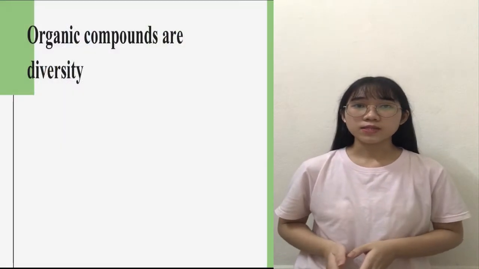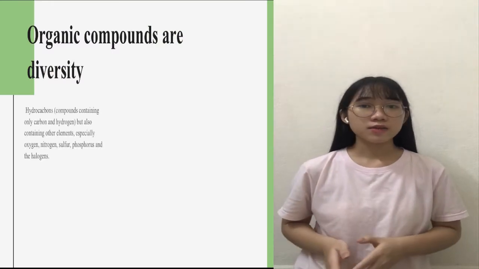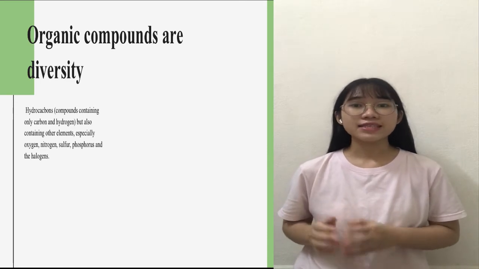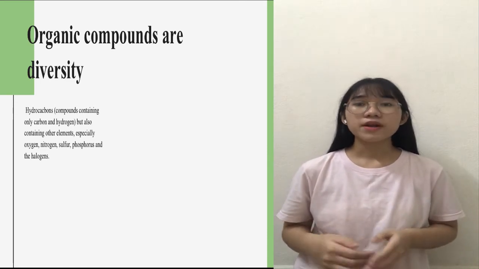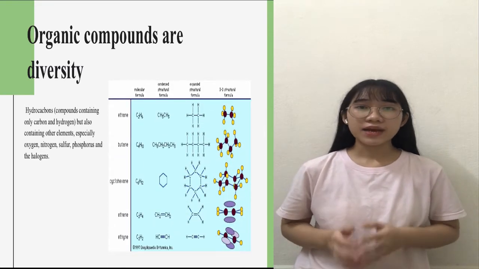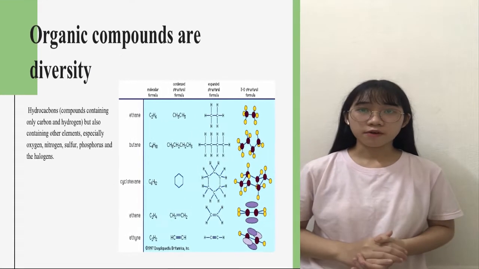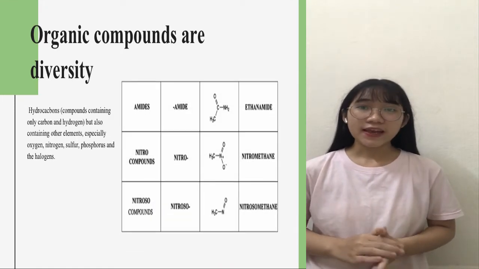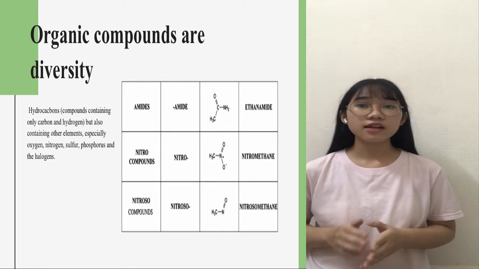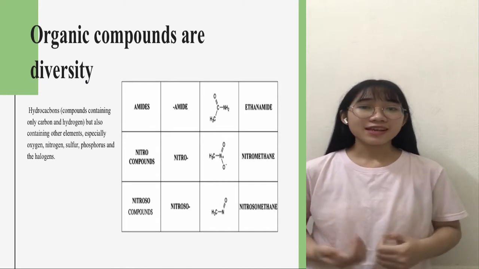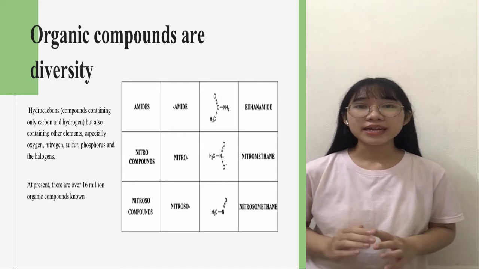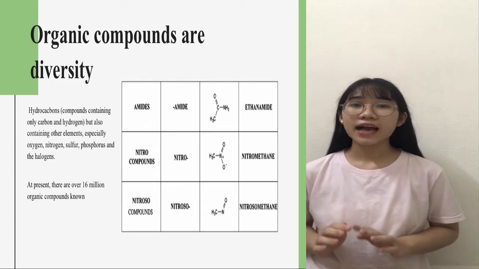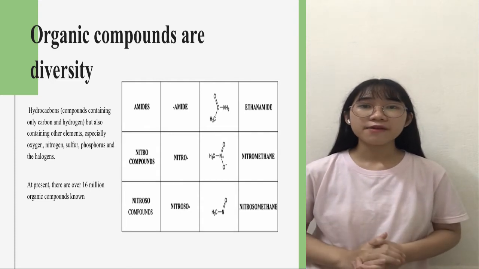The range of chemicals studied in organic chemistry includes hydrocarbons, the compounds containing only carbon and hydrogen, as well as compounds based on carbon but also containing other elements, especially oxygen, nitrogen, sulfur, phosphorus, and the halogens. Organometallic chemistry is the study of compounds containing carbon-metal bonds. At present, there are over 16 million organic compounds known, all kinds of molecules with amazingly varied properties.